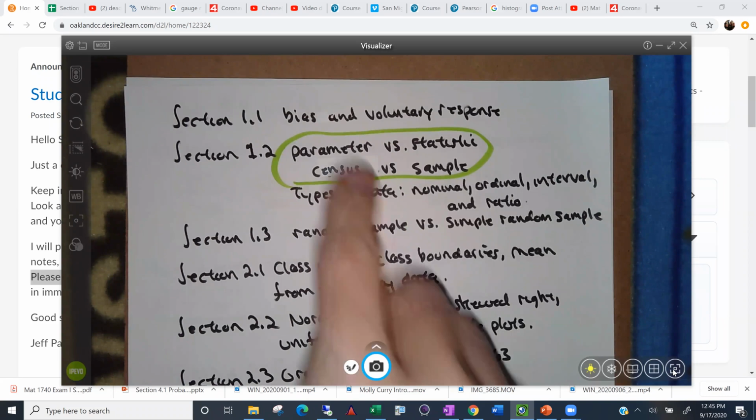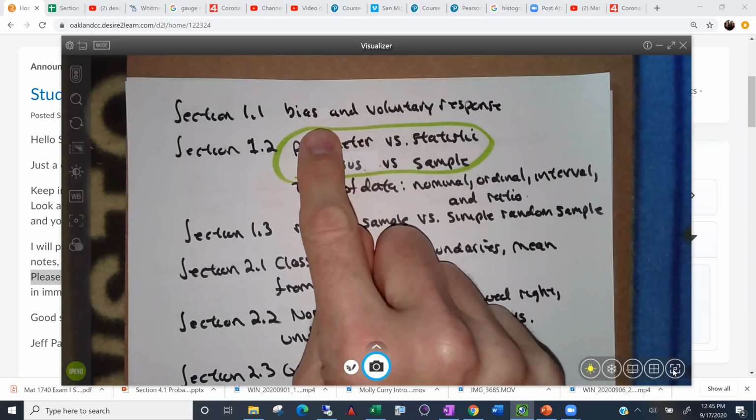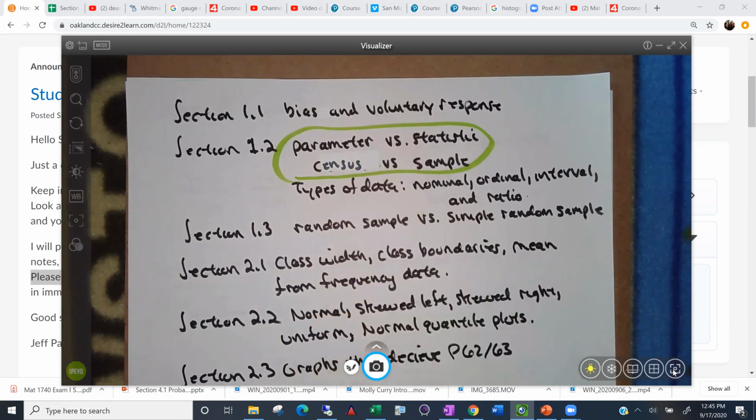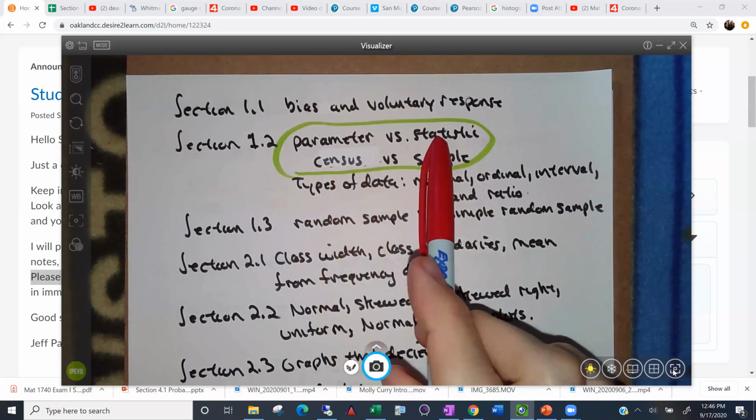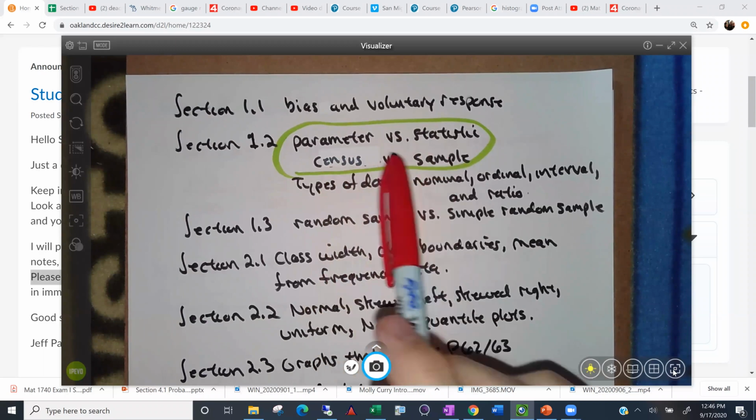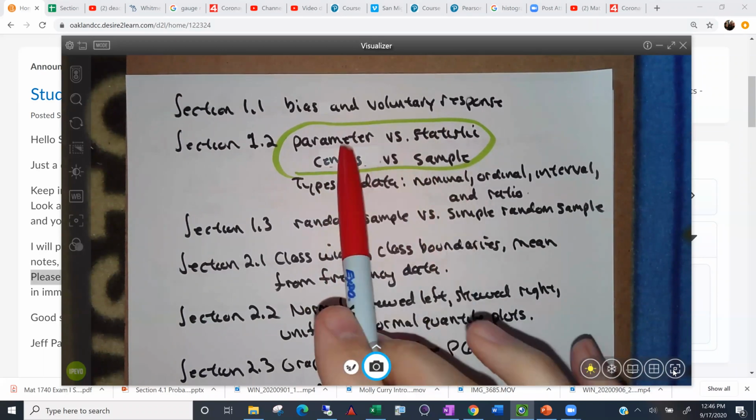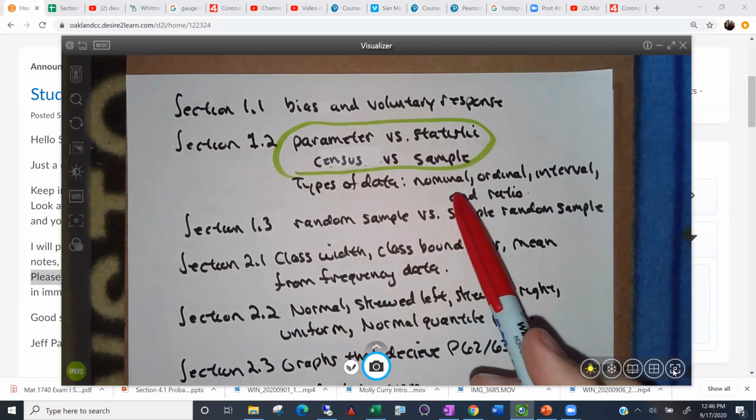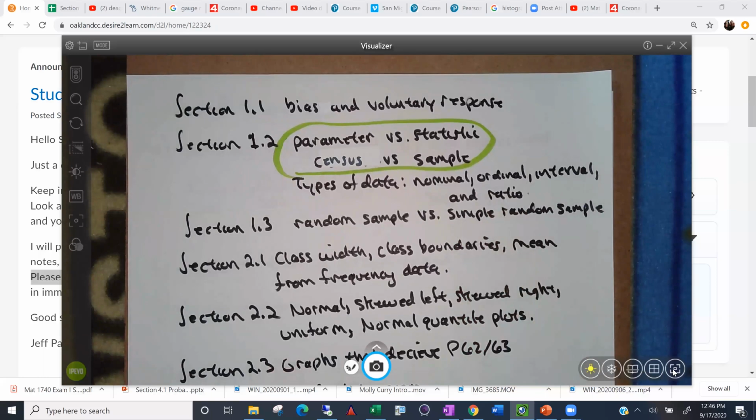Now, section 1.1, we talked about bias and voluntary response. So there's a problem with voluntary response is that it tends not to be representative of your groups anymore, so you can't really generalize things much. You should know the difference between a parameter and statistic and a census and a sample. These two and these two go together nicely. What's the difference between these things? We looked at different types of data: nominal, ordinal, interval, and ratio. You should be able to identify instances of those. So look for those kind of questions in your homework.